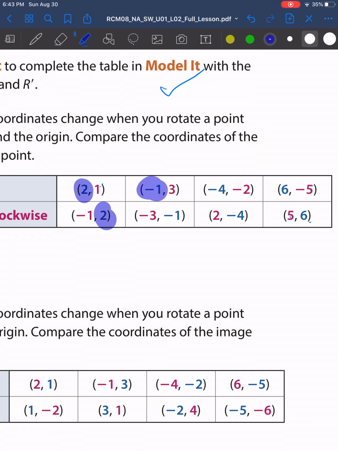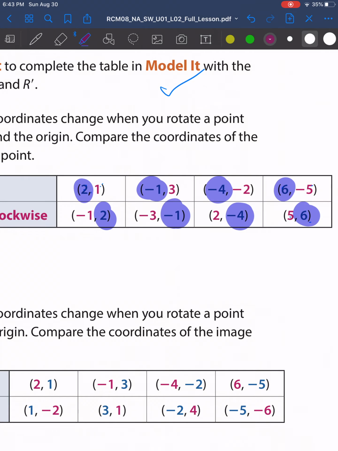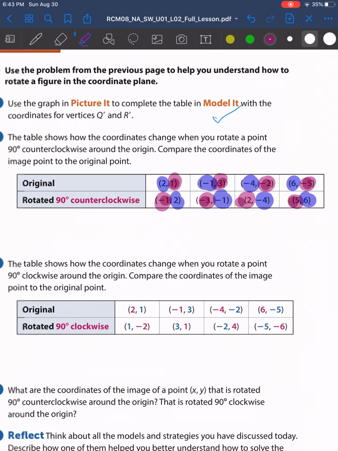Okay, the blue coordinates stayed the same. What I mean is like they're negative, they stayed the same. They're positive, they stayed the same. But the pink coordinates, or the red coordinates, whatever, they change to an opposite. So like they're still the same number and they still switch places, but what was once positive 1 is now negative 1, and what was once positive 3 is now negative 3. How fascinating. Okay, so that's going counterclockwise.